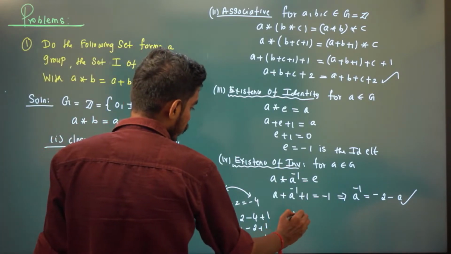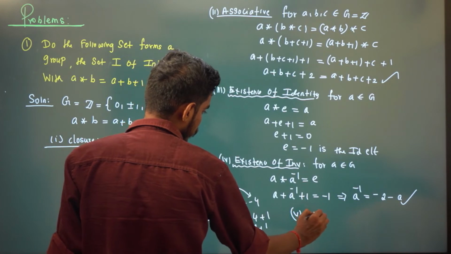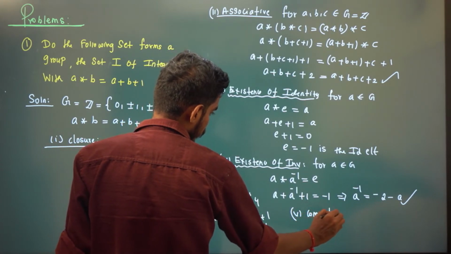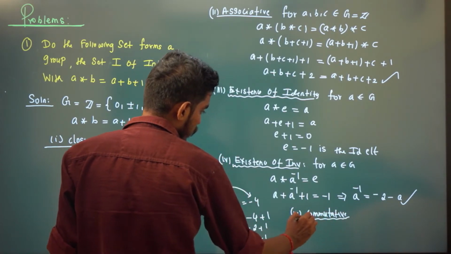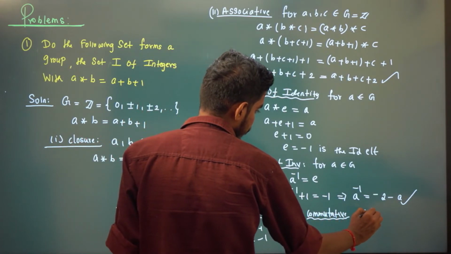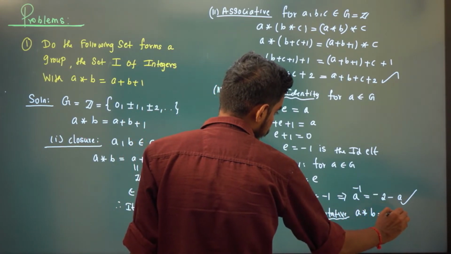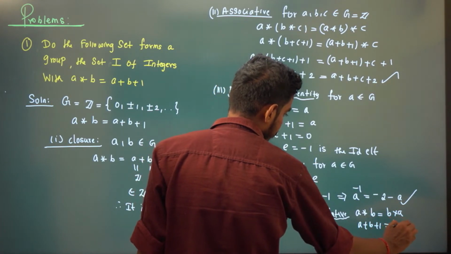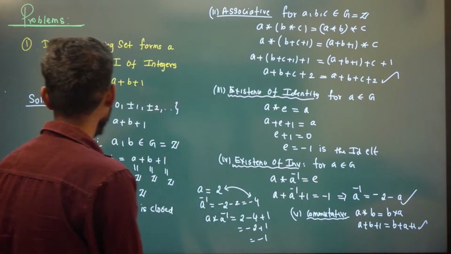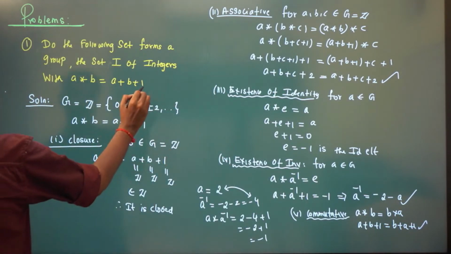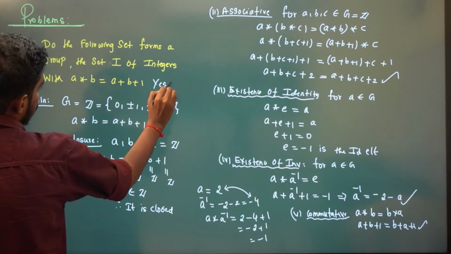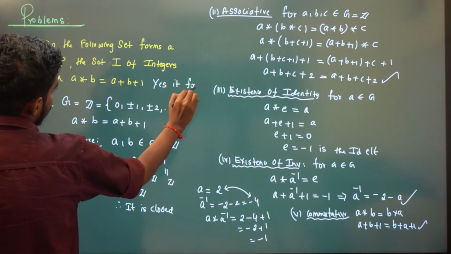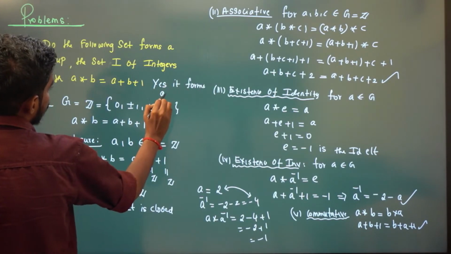It is also commutative. Right? Because A star B is the same as B star A. A plus B plus 1 is the same as B plus A plus 1. So it forms an abelian group. Yes, it forms an abelian group.